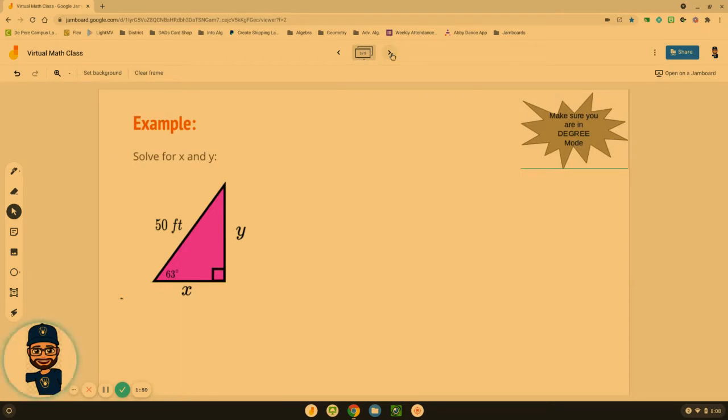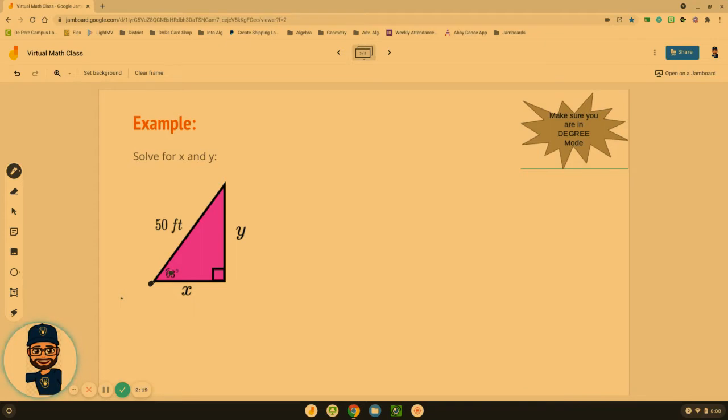In this example, this triangle, they want us to solve for both x and y. The first thing that we probably should do is identify where is the angle measure that we have that we can use. Obviously, they give us 63. So we're down here in this vertex, this corner of the triangle, because that's the angle measure they've given us.